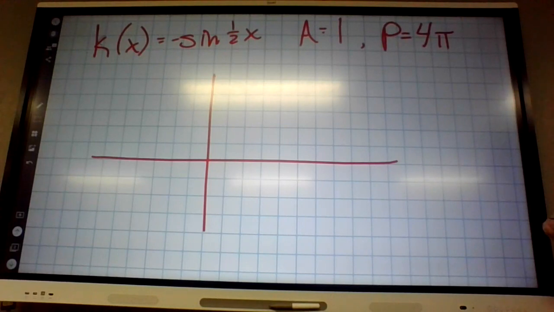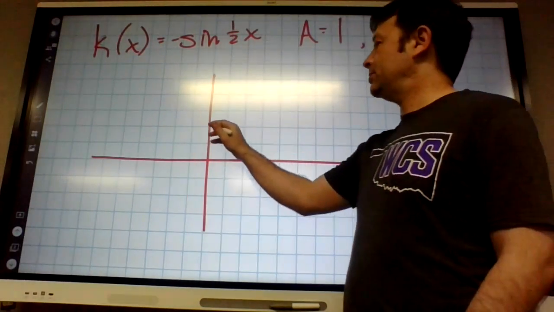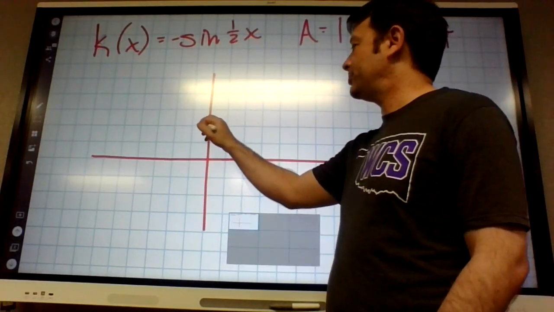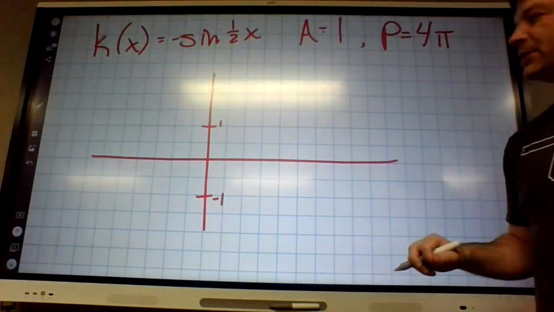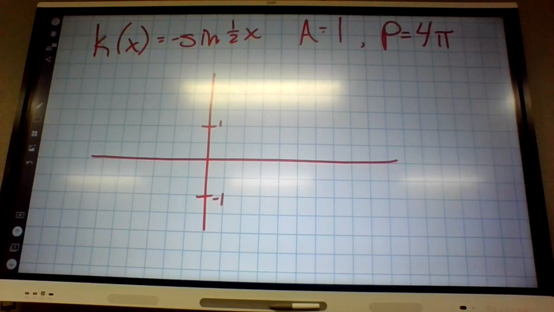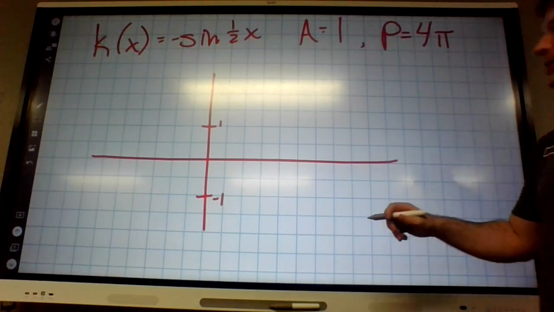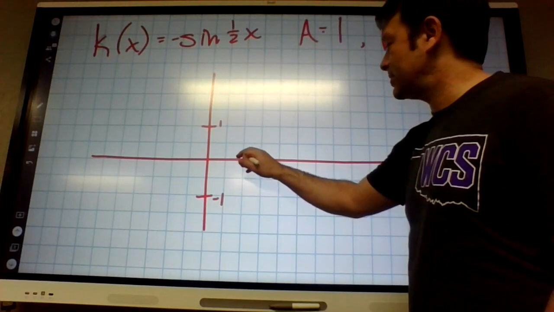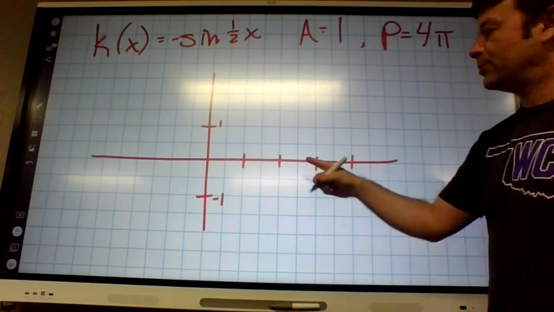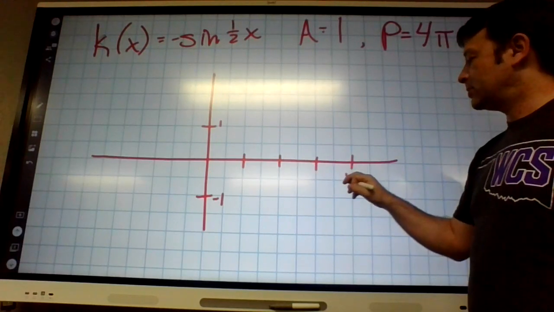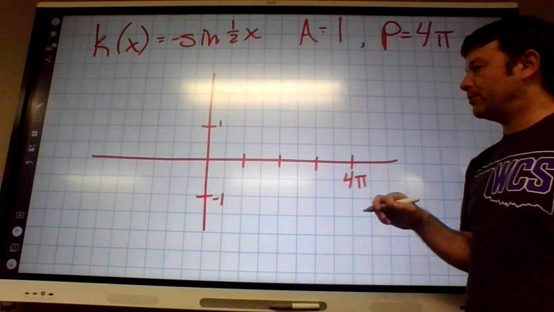Okay, the amplitude is 1. So what I'm going to do, it doesn't really matter where you put the 1 at. I like to put it a little bit higher so the graph isn't as squished. But you don't have to. But okay, the period is 4 pi. Do you guys remember how I did it yesterday? I kind of spread these out and split it into 4. And I put the period over here, 4 pi.